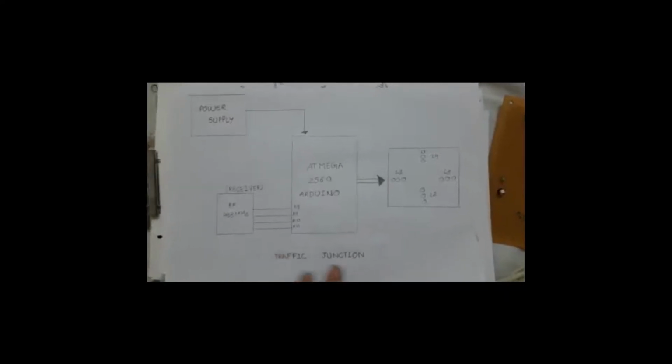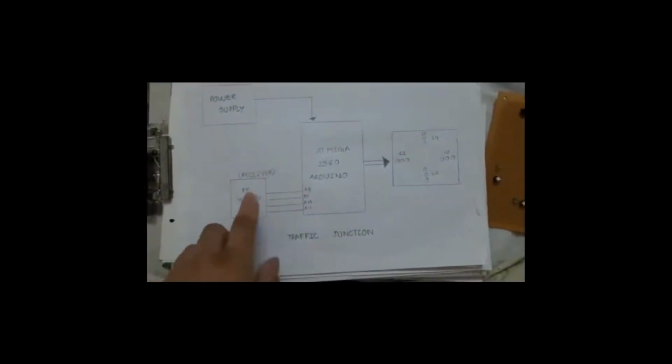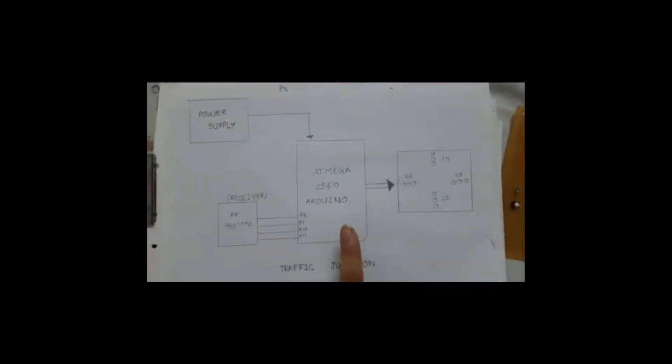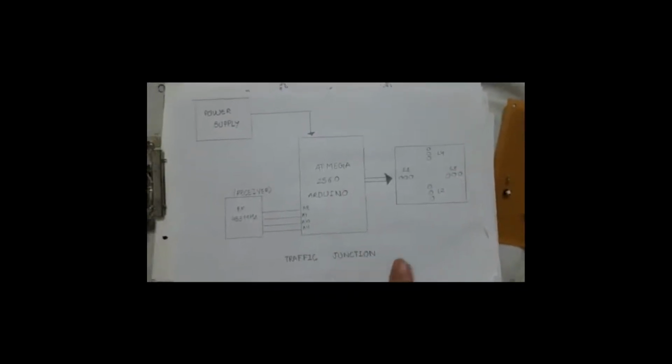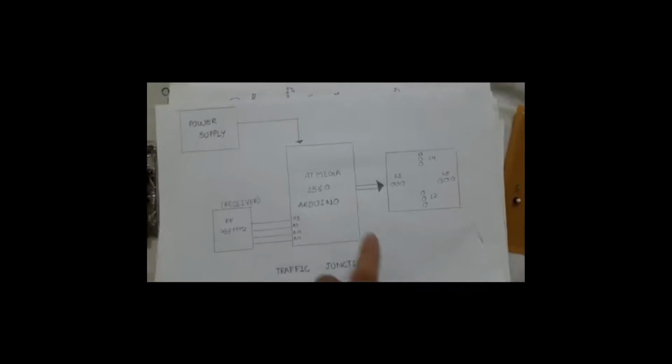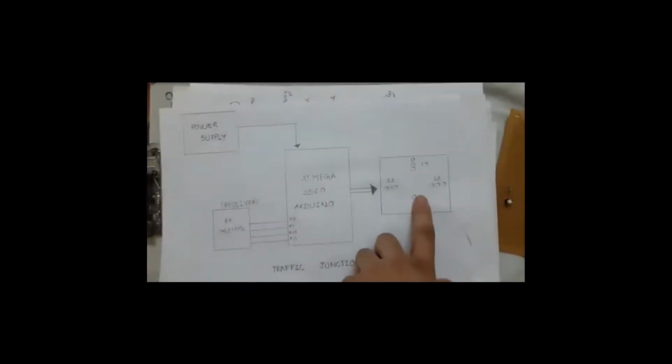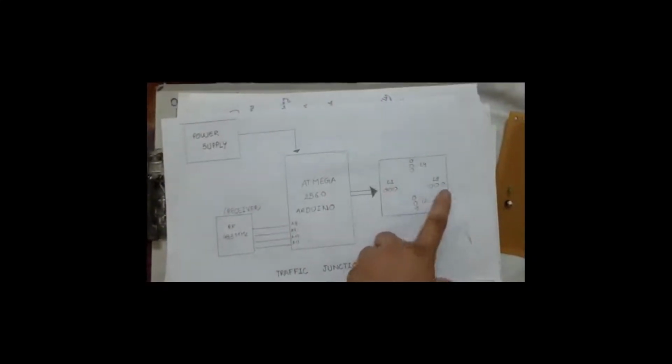Now this is a block diagram of the circuit in the traffic junction. Our microcontroller will be connected to the power supply, and our receiver module will also be connected to the microcontroller, that is Arduino Atmega 2560, and this will further be connected to the lights L1, L2, L3 and L4, which is a light junction.